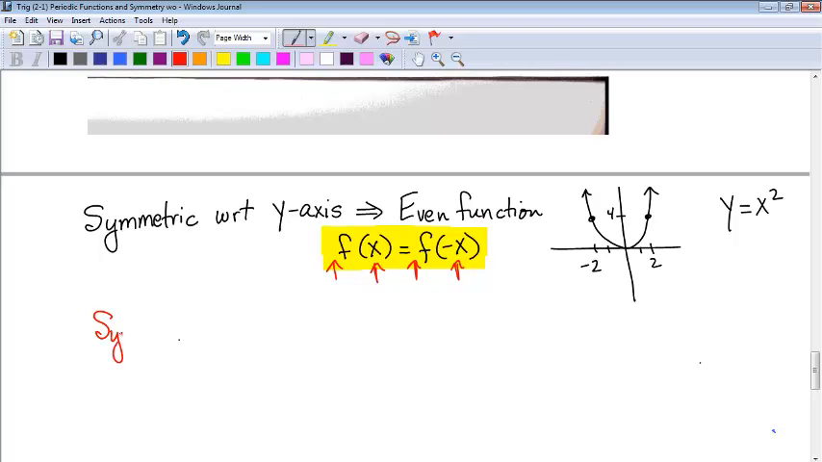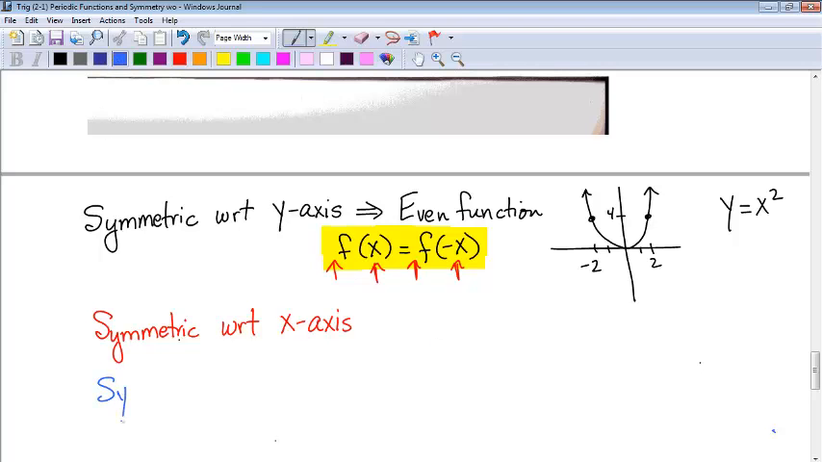Symmetric with respect to the x-axis. If you want to be famous in math, there is no name for that. Okay, it's just symmetric with respect to the x-axis.